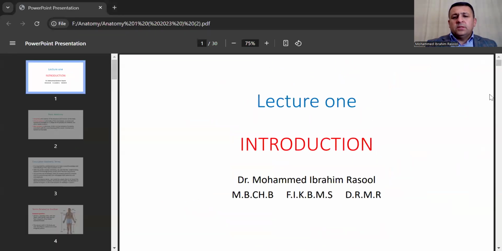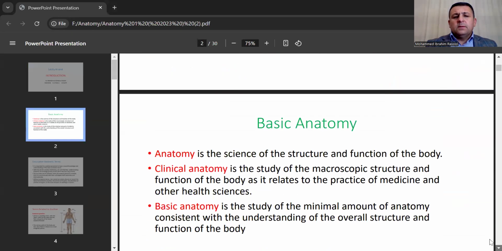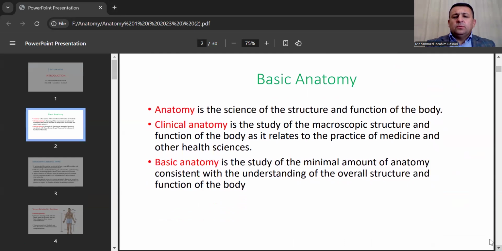Introduction to anatomy. Basic anatomy. Anatomy is the science of the structure and the function of the body. Clinical anatomy is the study of the macroscopic structures and the function of the body as they relate to the practice of medicine and other health sciences. Basic anatomy is the study of the minimal amount of anatomy consistent with the understanding of the overall structures and the function of the body.